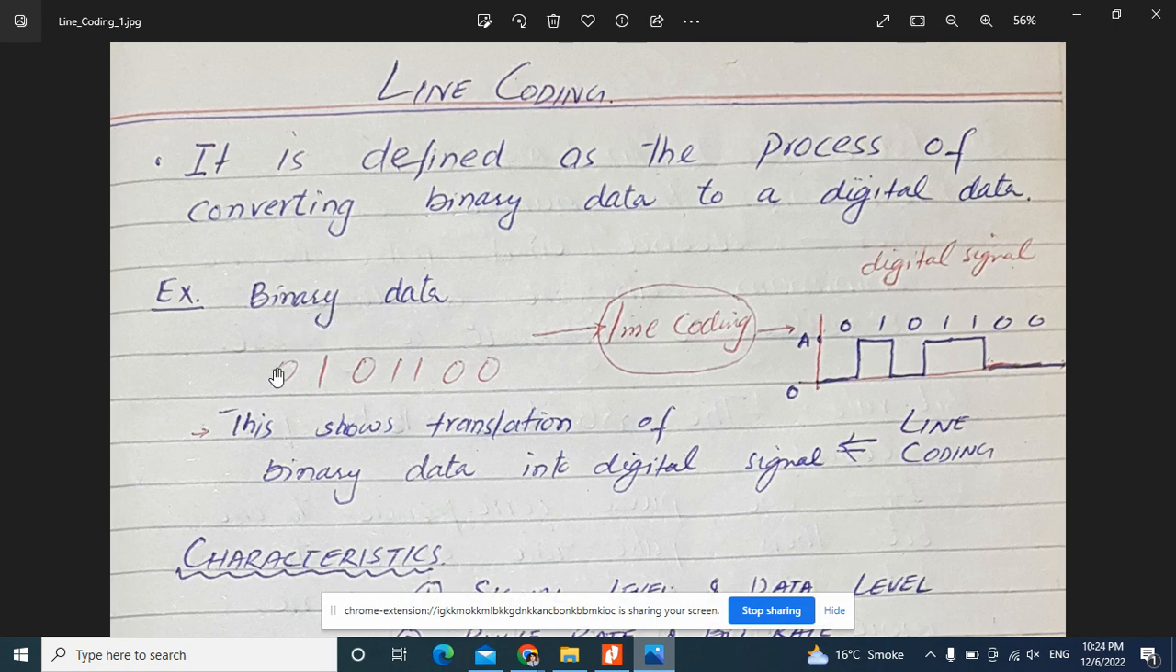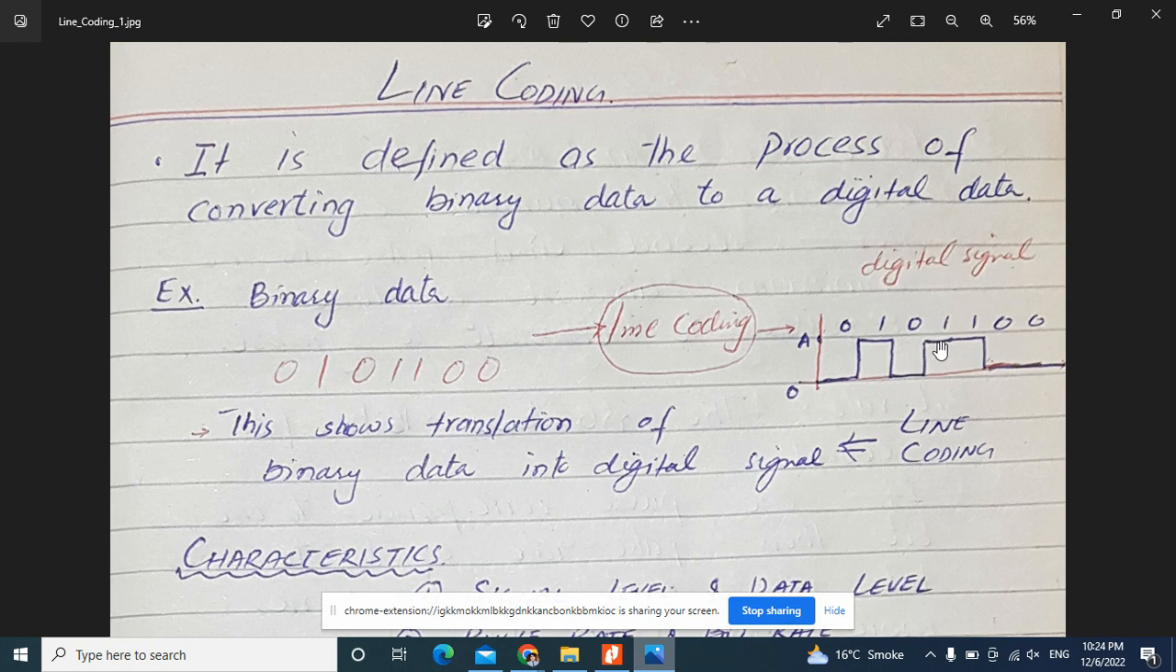Binary data, you can write in a digital format like 0 1 0 1 1 0 0. If you insert this binary data into a line coder, then the output will be a digital signal. Here, each bit is represented with a pulse having an amplitude of either zero or A. If the data is zero, there is no signal. If the data is one, there is a signal of amplitude A.